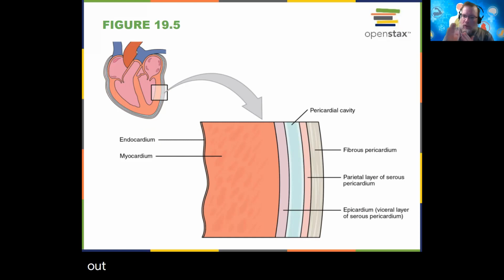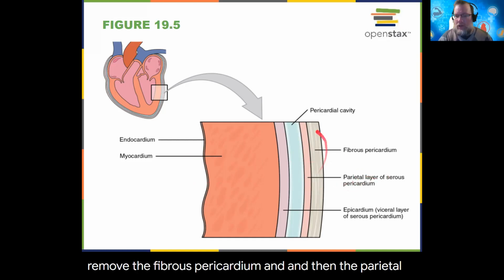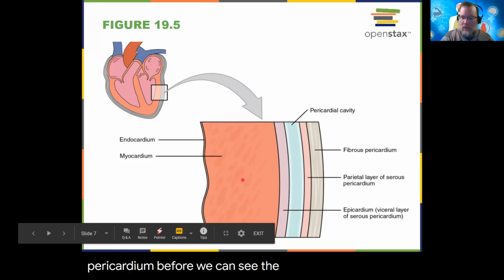And then the outer layer, still connected with the heart, is called the visceral layer or the epicardium, upon the cardium. And then there's a little cavity, and then you're going to have the fibrous and the parietal pericardium. So the hearts we dissect come with all of it. We have to remove the fibrous pericardium and then the parietal pericardium before we can see the heart itself.